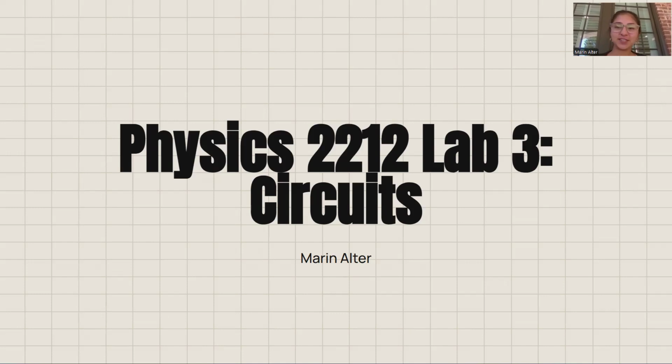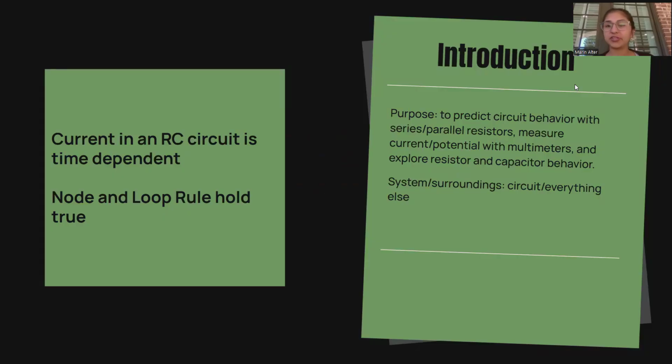Hi. So for the lab 3 of physics 2, we will be talking about circuits. And so for this lab, we'll start with the purpose. So the purpose was to predict circuit behavior with series and parallel resistors, measure current potential with multimeters, and explore resistor and capacitor behavior. So in this experiment, the system was the circuit and the surroundings was basically everything else. And so the results showed that current in an RC circuit is time dependent, and node and loop rule hold true.